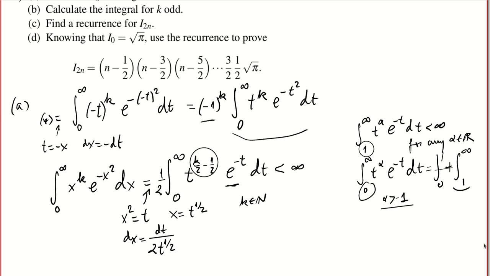so Ik converges for any k, a natural number. Now the second question is, we have to calculate the integral for k odd, but that is very simple. Actually, we have already done it here.